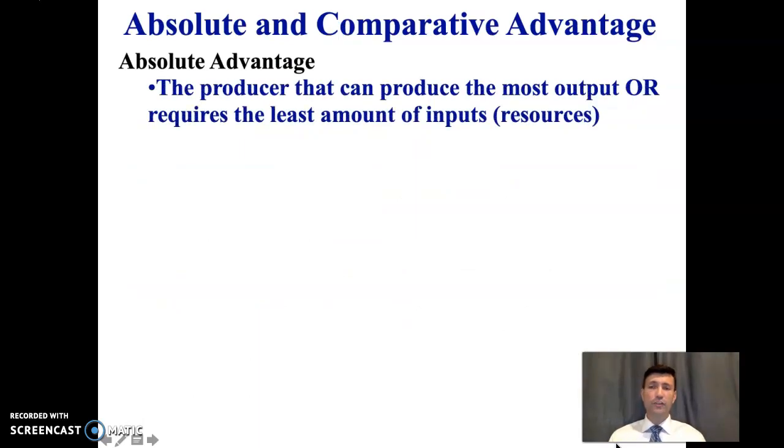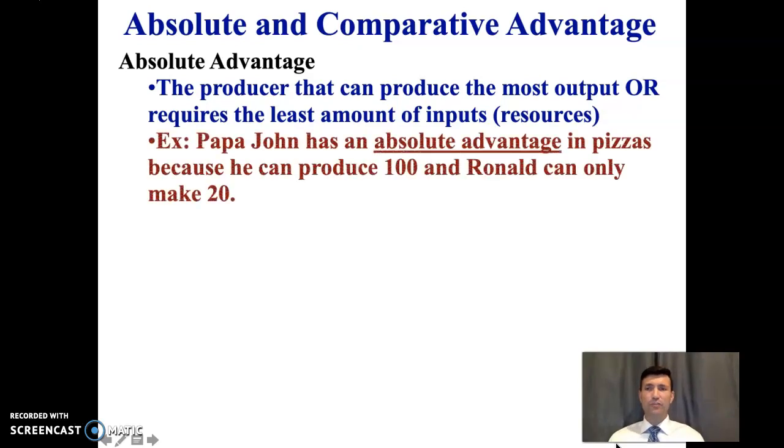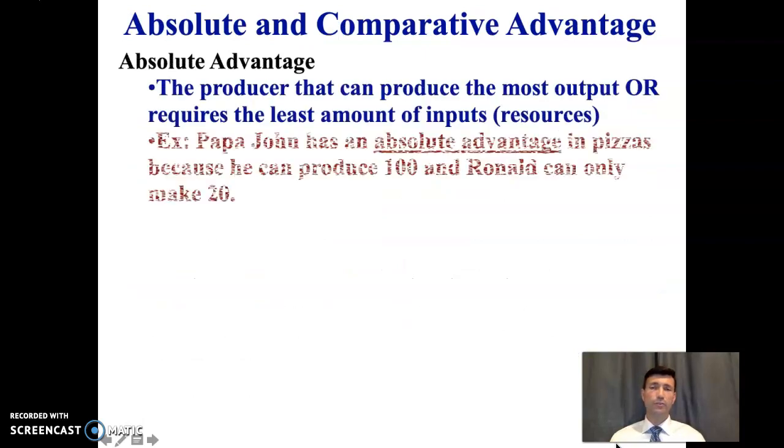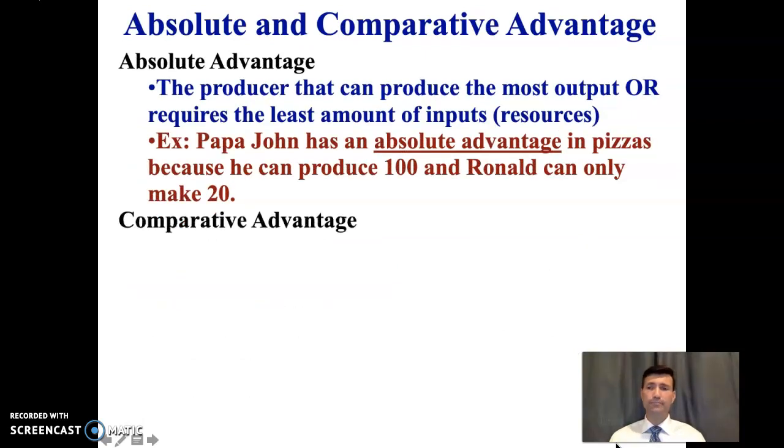So absolute advantage is actually the much simpler cousin of comparative advantage. Absolute advantage is just find the bigger number and point to it, which can produce the most. In this case, neither had absolute advantage in the production of burgers because both Ronald and Papa could produce 200 burgers, as we can see back here in our example. But Papa clearly has the absolute advantage in the production of pizza, because Papa can produce 100 pizzas, whereas Ronald only 20.